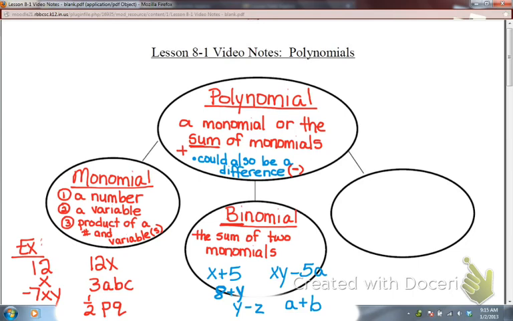Now remember, you can't combine A and B because they're not the same letters. You can't add them together. You just have to write A plus B and leave it like that.